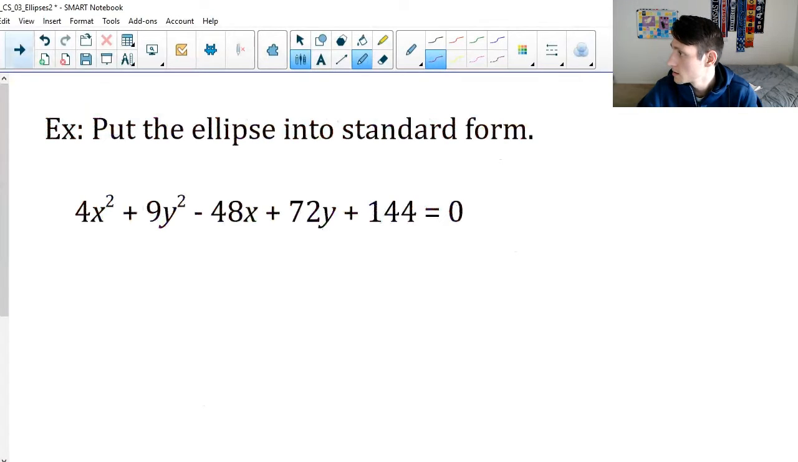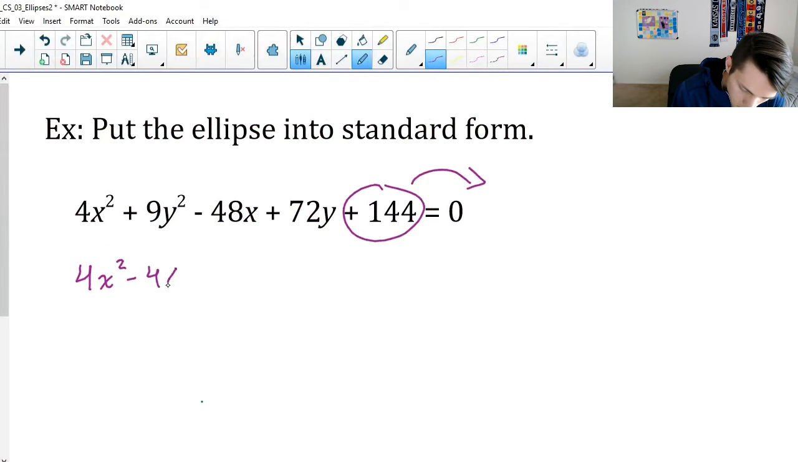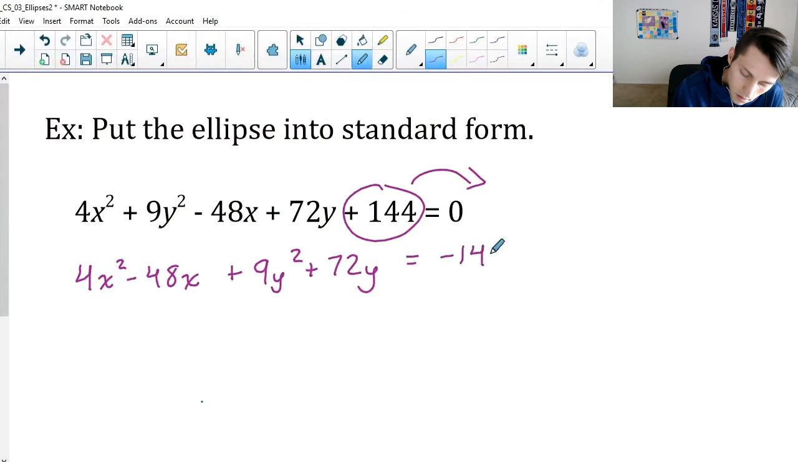All right, let's go for our next one. So same thing, just putting the ellipse into standard form. Same starting steps. Move the constant over, group x's, group y's. So 4x squared minus 48x plus 9y squared plus 72y equals negative 144.